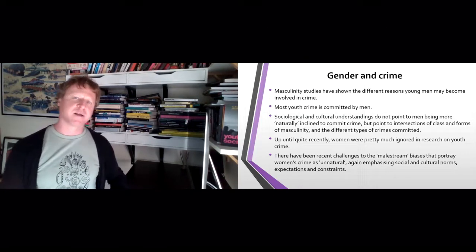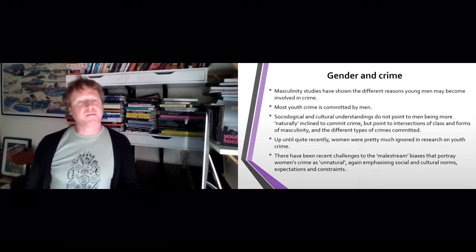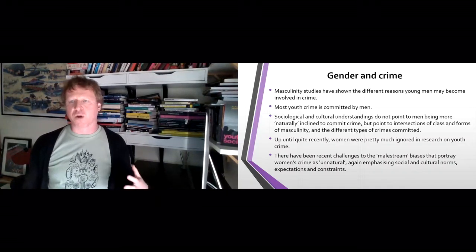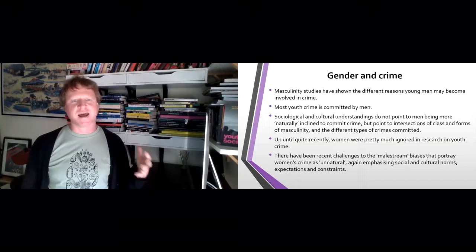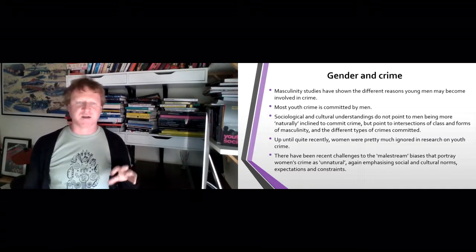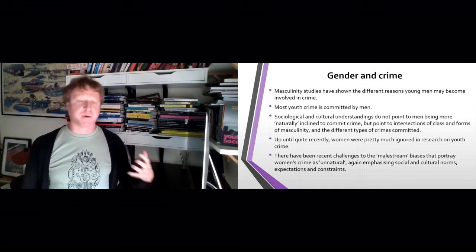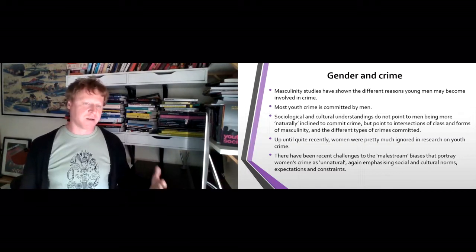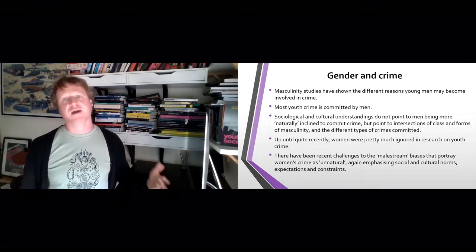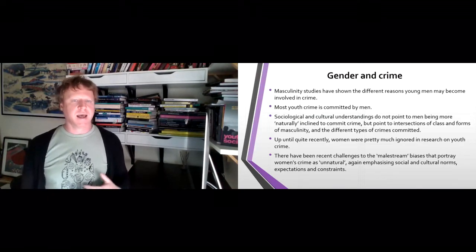So again, relating back to what I was talking about in part 2, when it comes to gender and crime, social and cultural understandings don't necessarily point to different groups as being more likely to do things because it's natural or innate or genetic or psychologically normal. We're more interested in the way that the intersections of things like class and race and masculinity play a role in exposing young people to the possibility of being involved in these practices, and even in the different crimes or different forms of deviance that are committed.